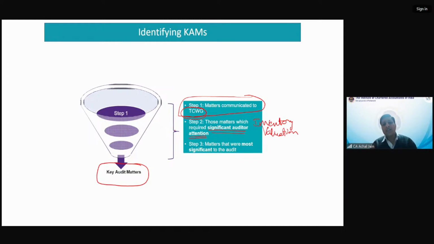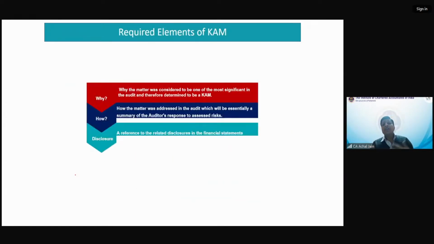And why is that required to be assessed? Because in the auditor's report, auditor will include a para in respect of these key audit matters. And what is it that the auditor will do then? Auditor will do reporting as to why that matter was considered to be a key audit matter. Number one, how the matter was addressed during the audit.